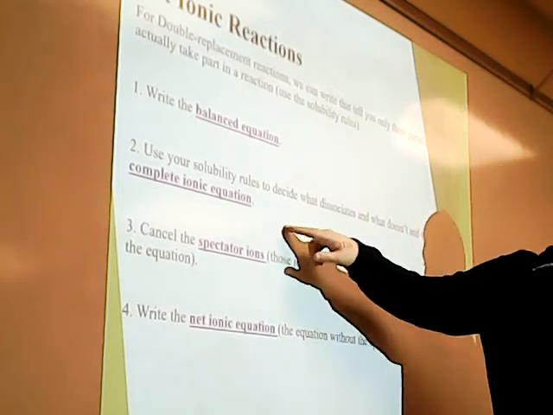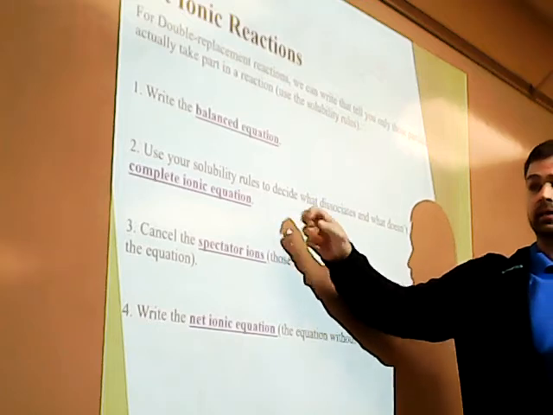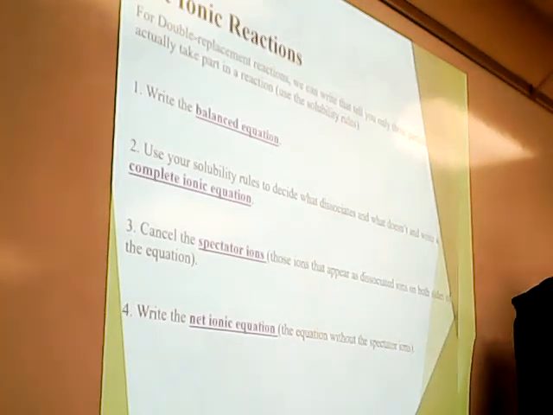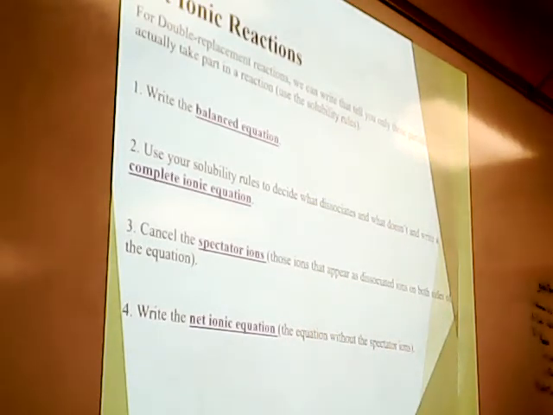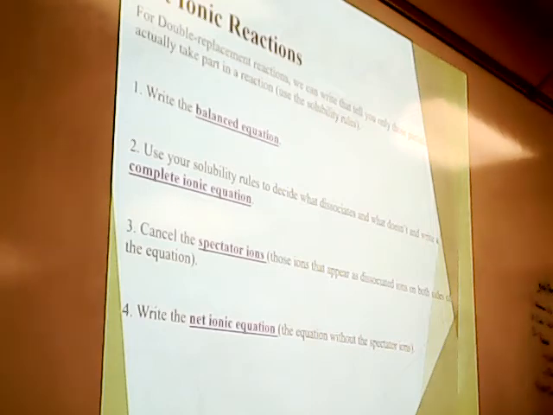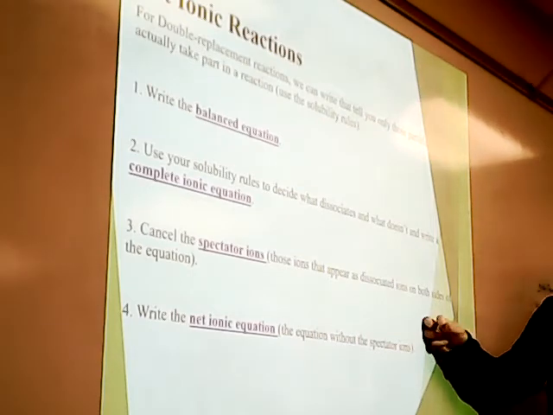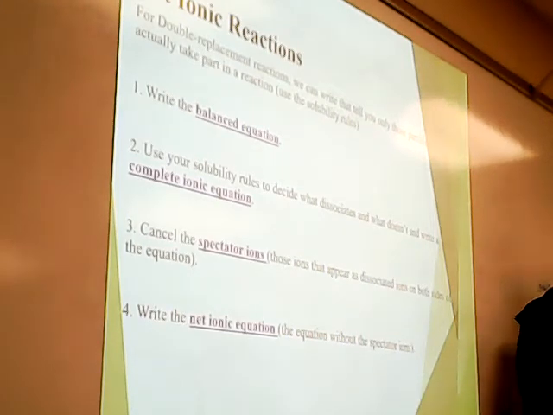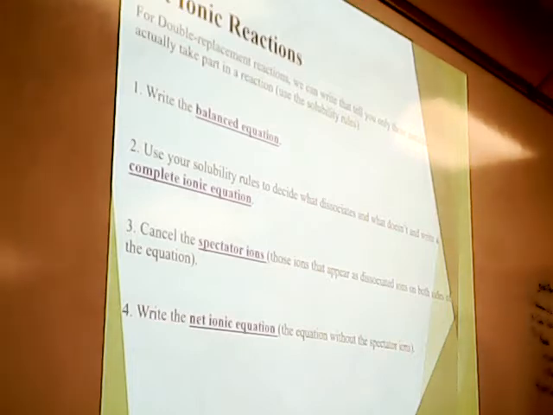Complete ionic equation. This is where you're going to put in your aqueous and your solid or your liquid or your gas, whatever's being formed. Number 3 and number 4 are what's going to be brand new to you. You're going to cancel out spectator ions, and then you're going to complete your net ionic equation by taking out those spectator ions.